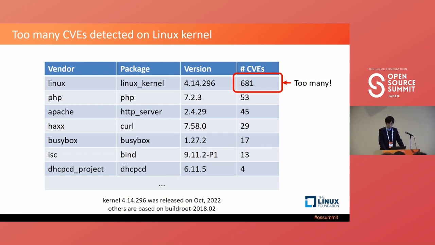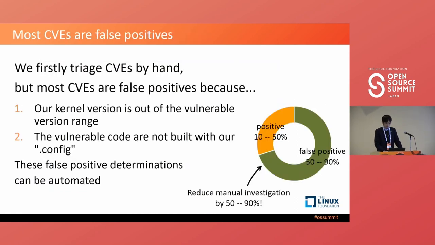I will explain why so many false positives are being reported. When we develop software updates, we search for CVEs by CPE search and then manually investigate whether our platform is affected by the CVE or not. However, most of the CVEs detected for the Linux kernel are false positives. In a typical situation, 50 to 90% are false positives.